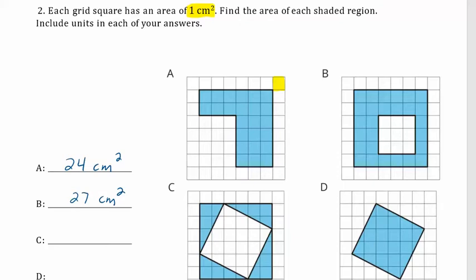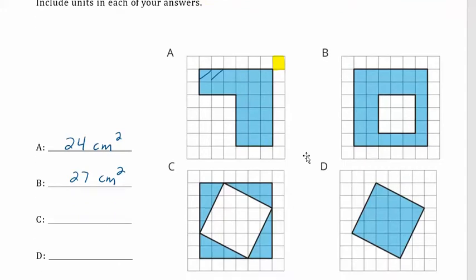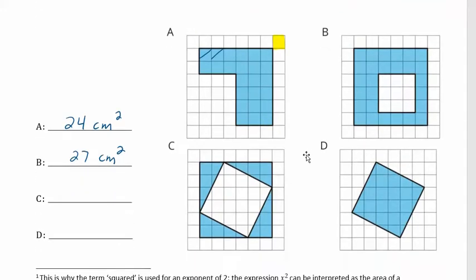Now there's more than one way to get these answers. I put the answers for A and B up here. These are the two most straightforward problems. You can just literally count the squares in A and B, and you should come up with these two answers. When it comes to C and D, it's a little bit trickier because we don't have entire squares.